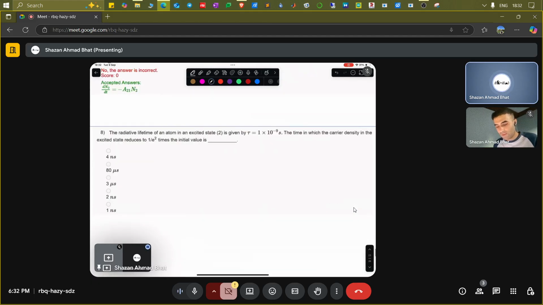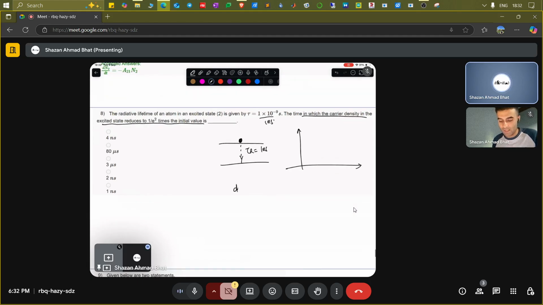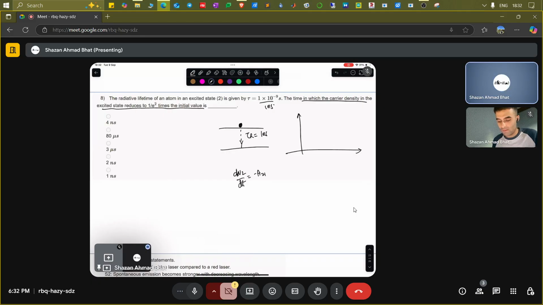And the radiative lifetime of an atom in an excited state. So there's an excited state, the atom is here, and it is emitting radiatively, and the radiative lifetime is 1 nanosecond. This is the time in which the carrier density in the excited state reduces to 1/2 times the initial value. So as per this rate law, dN2/dt equals minus A21 N2.